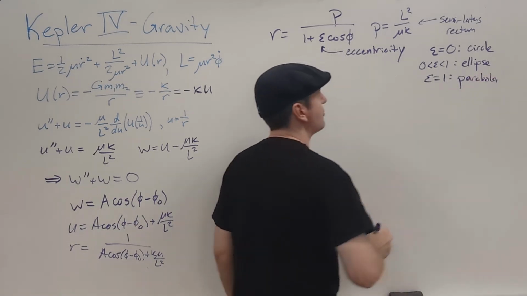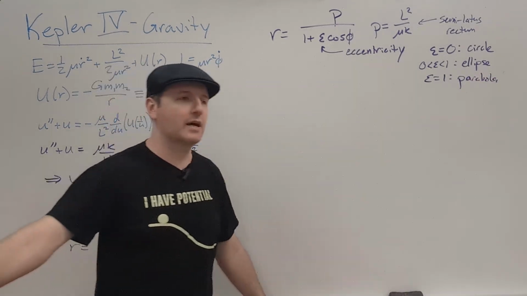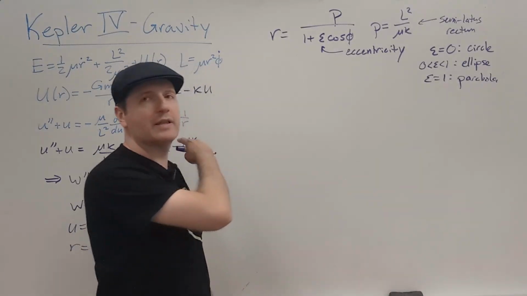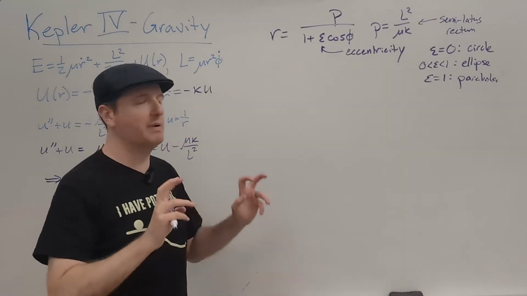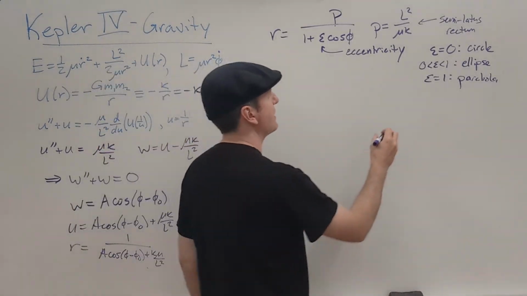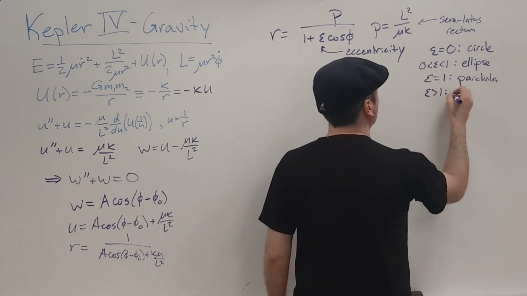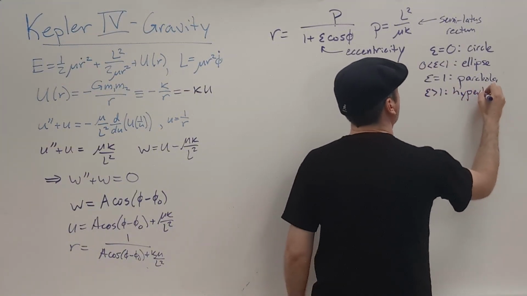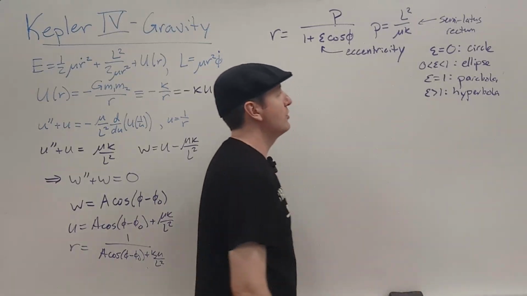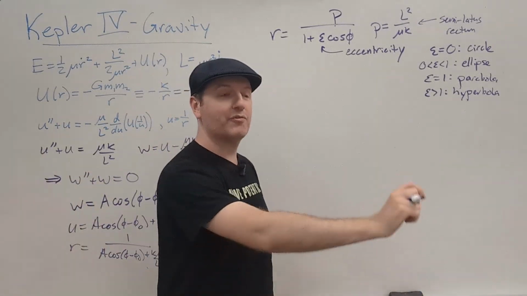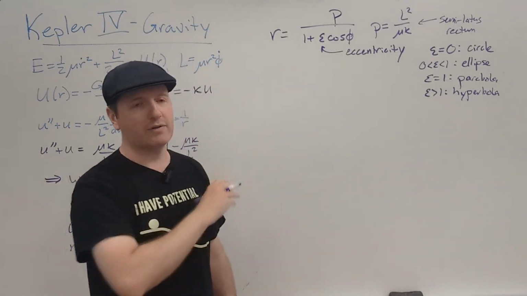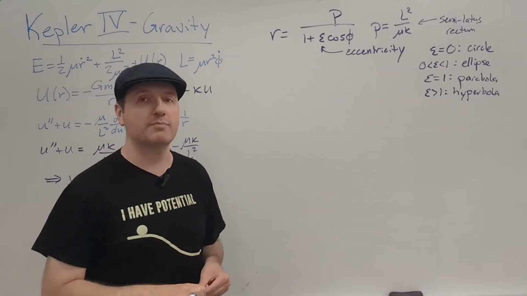Now that's not a bound orbit. That's something that comes in from infinity, swings around, and then goes back to infinity, just barely. And then if epsilon is greater than 1, we have a hyperbola. And that's also an unbound orbit. That one swings in fast from infinity, zips around, say, the sun, and then flies back off.